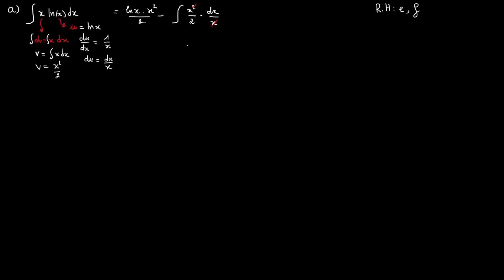And now we have a very straightforward primitive integral to solve, which is, well, let me rewrite the first part, ln x squared over 2 minus 1 over 2 times the integral of x, which is just x squared over 2. And then, of course, we cannot forget our plus c. So, in other words, we find ln x times x squared minus x squared over 4 plus c.